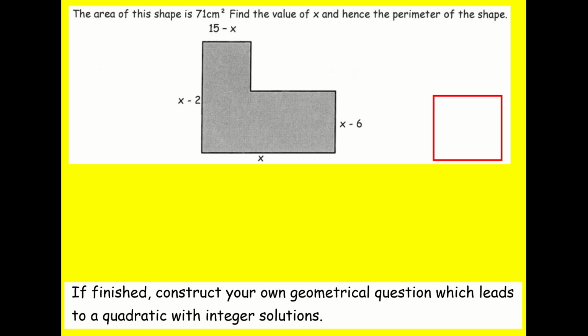Hi, to start today, try this question out. The area of the shape is 71. Can you find the value of x and hence the perimeter of the shape? Go for it. Right, how to do this question?